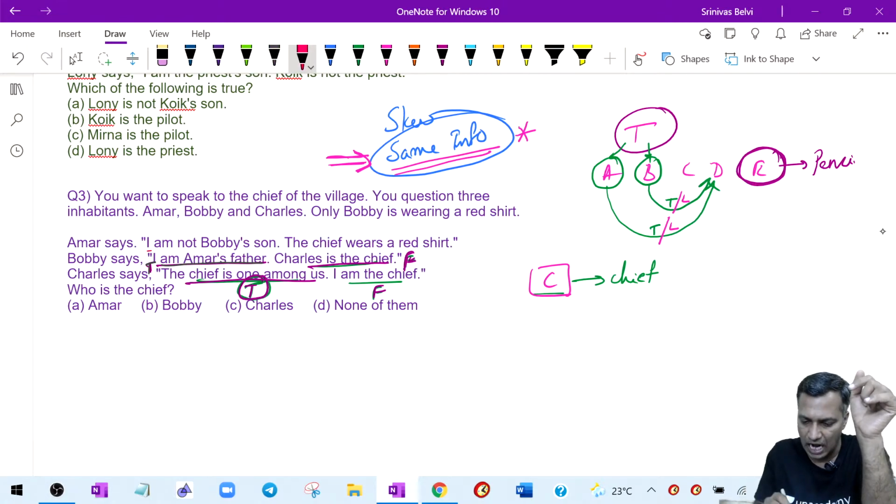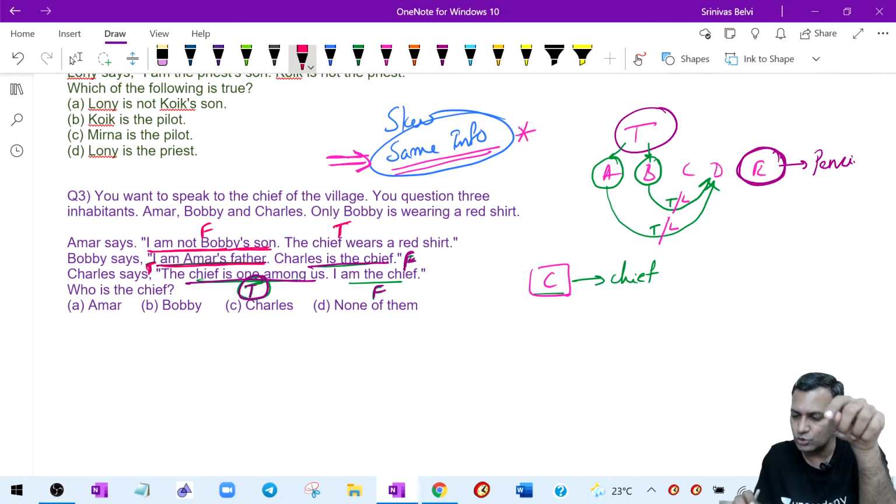Amar's first statement, I am not Bobby's son, is false, because I am Amar's father is true. Bobby is Amar's father, but Amar is trying to deny that. Therefore, this particular statement is true. The chief wears a red shirt. Now, going back, who is wearing a red shirt? Red shirt is worn by Bobby. Therefore, Bobby is the answer.